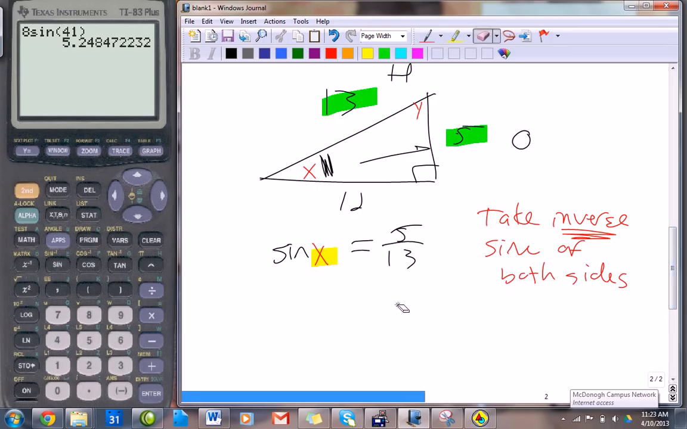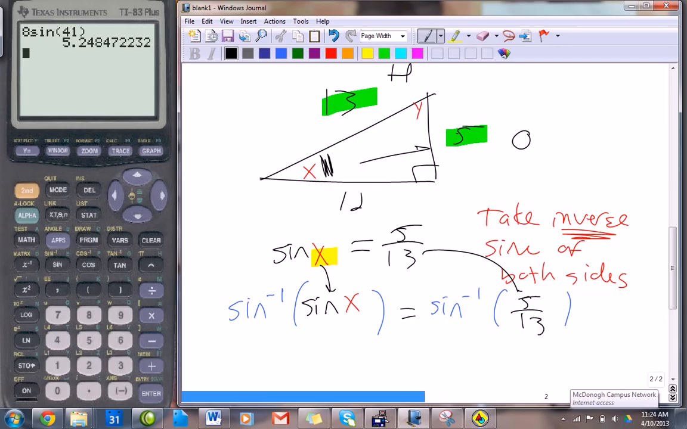Now watch what that looks like. On our calculator, the inverse sine button is second sine. I'm kind of circling it right now. The notation that we use for inverses in general is sine to the -1. So I'm going to take the inverse sine of the left side, and I'm going to take the inverse sine of the right side.